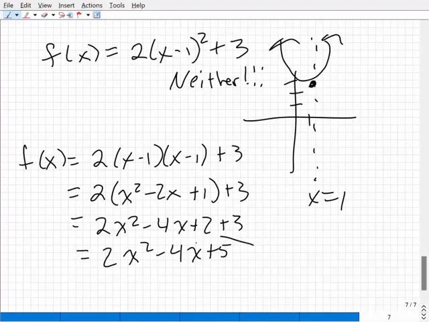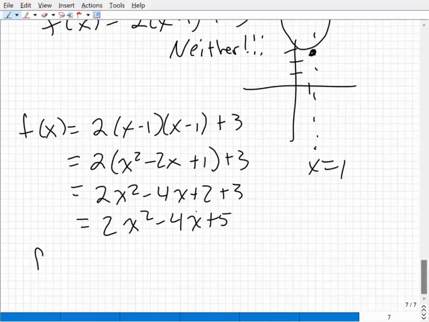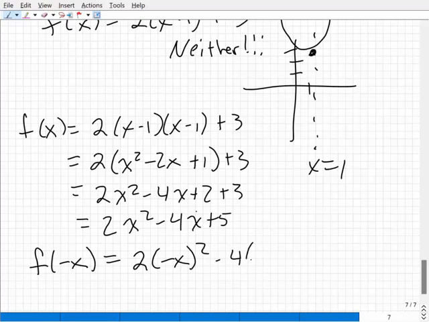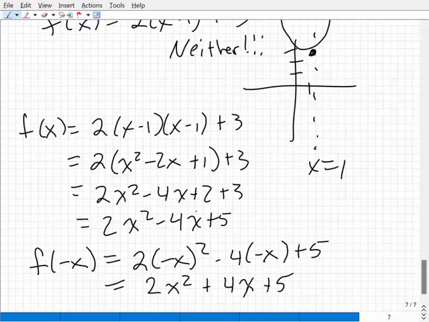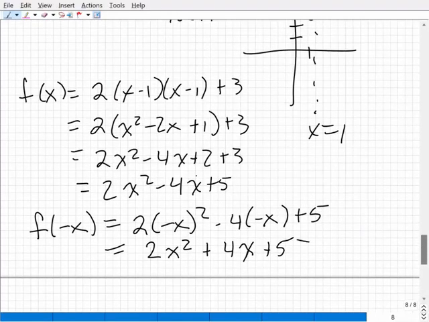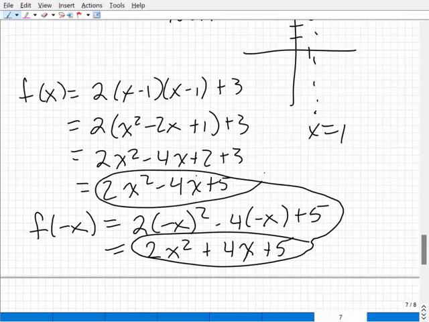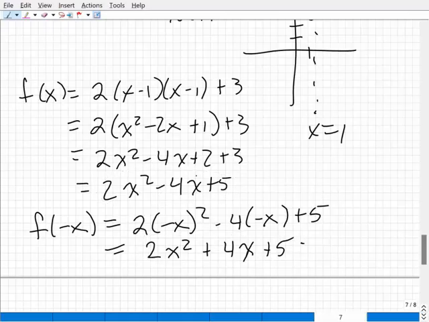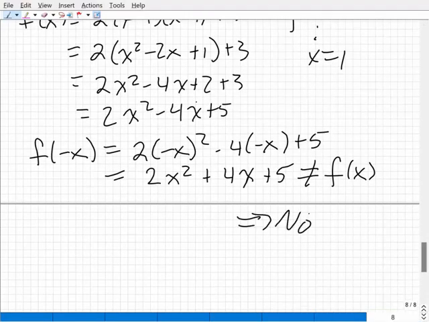This is vertex or standard form. Here's general form. Here it might be easier to show that if I replace x with negative x, the minus signs cancel. Minus signs cancel. Okay, and this is not the original function, right? That one had a minus, so this is not the original function. So, not even.